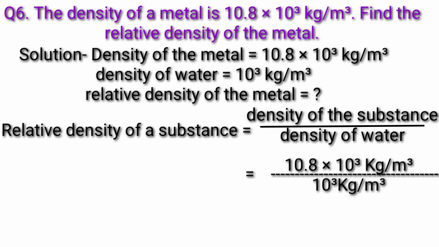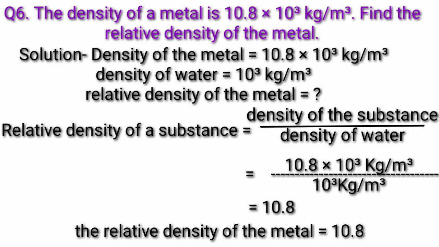So we will find this using the formula relative density of a substance is equal to density of the substance divided by density of water. So density of metal is equal to 10.8 multiplied by 10 to the power 3 kilogram per meter cube divided by density of water, that is 10 to the power 3 kilogram per meter cube. So here 10 to the power 3, 10 to the power 3 get cancelled, and these units also get cancelled. So it is equal to 10.8. So the relative density of the metal is equal to 10.8.